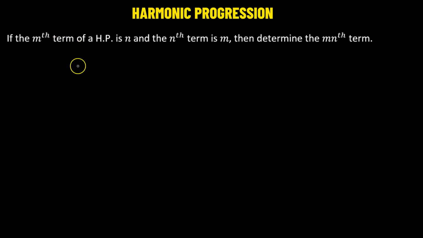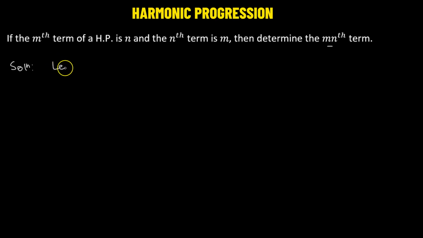So it's given that the mth term of a harmonic progression is n and the nth term is m. We need to determine the mnth term of the given progression. Let us begin. So we'll start the problem by considering an arithmetic progression.